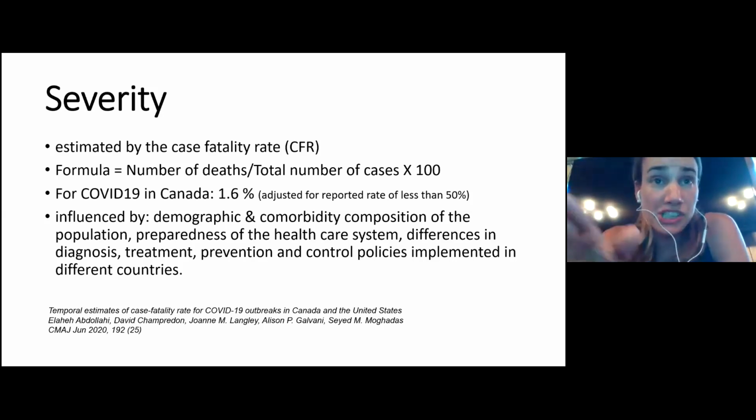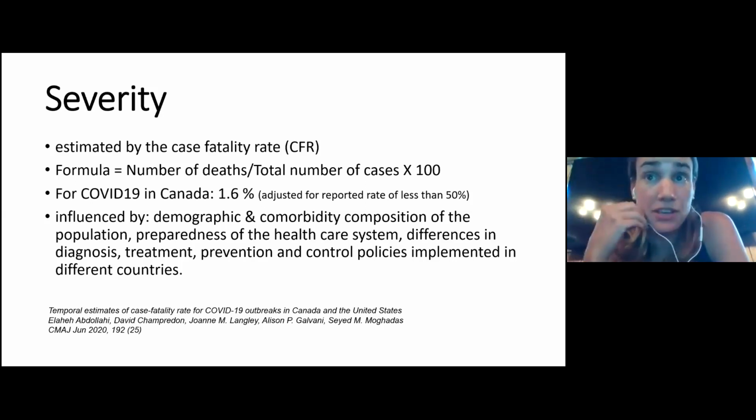Basically the message is that this is influenced by demographics, the comorbidity composition of your population, how prepared your healthcare system is and how available it is, how you make diagnoses, how you treat, how you prevent and implement control measures. So this varies between countries and sometimes even between provinces. That's why you have to realize that the numbers will change a lot. There are so many variables. Okay, so that's good.